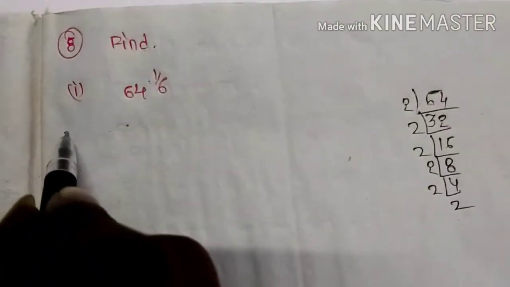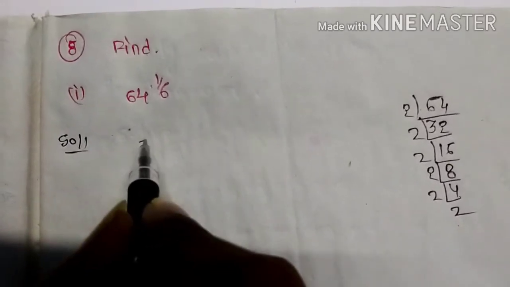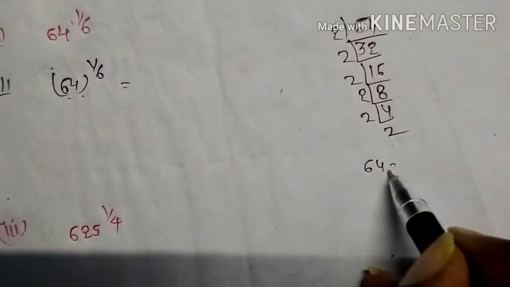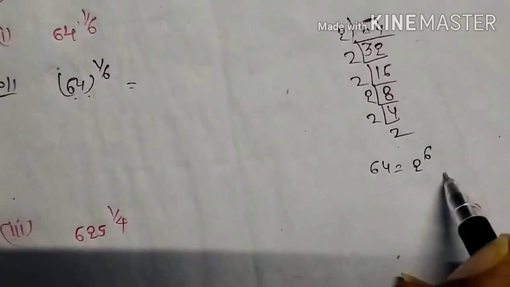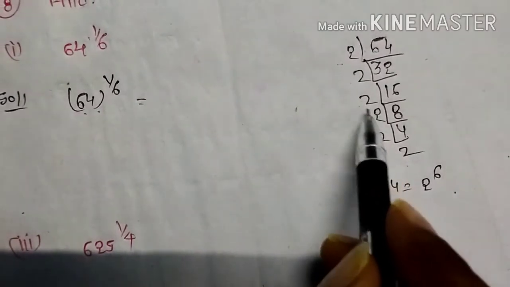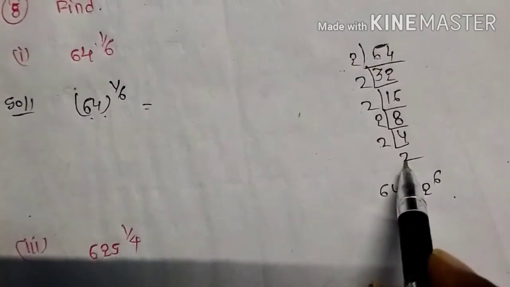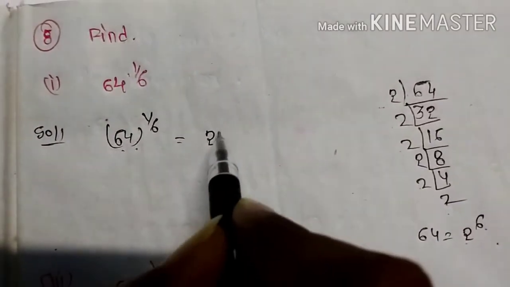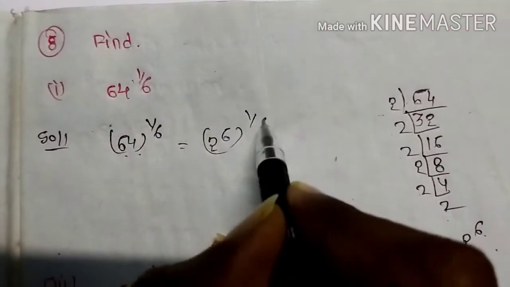That means the answer: you can write here 64 whole power 1 by 6. 64 is equal to how much? You can write 64 is equal to 2 power 6, or not? 2 into 2 into 2 into 2 into 2 into 2. That means how many times repeated? 2, 6 times. So I am writing here 2 power 6. That means you can write here 2 power 6 whole power 1 by 6.